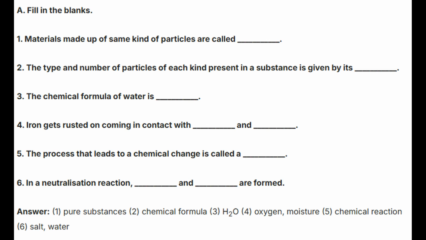Fourth, iron gets rusted on coming in contact with oxygen and moisture. Fifth, the process that leads to a chemical change is called a chemical reaction. Sixth, in a neutralization reaction, salt and water are formed.